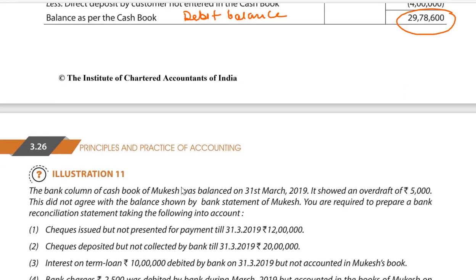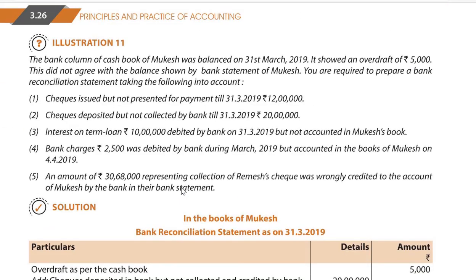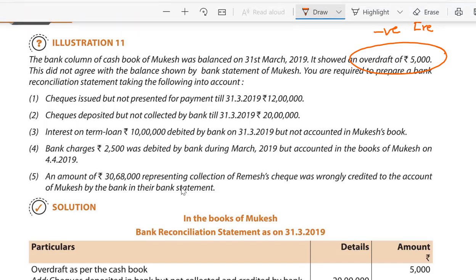Let's see illustration number 11. The bank column of the cash book of Mukesh was balanced on 31st March 2019. It showed an overdraft balance of 5,000. Overdraft balance means negative balance, and it is the cash book, so it is a credit balance. This does not agree with the bank statement. You are required to make a BRS.